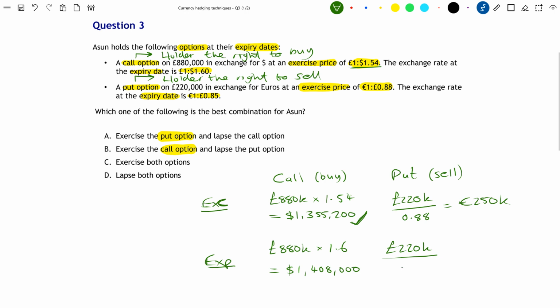And if we let the put option expire, it would be £220,000 divided by the expiration date exchange rate of 0.85. That gives us in euros €258,824. Now, in this case, we're looking to sell. So if we're going to sell £220,000, we want to get as many euros as we can for it. And so the best option is going to be this option here, because this gives us the most euros. So in this case, we would choose to let the put option lapse because there's a better rate at the expiration date than there is in the exercise price.